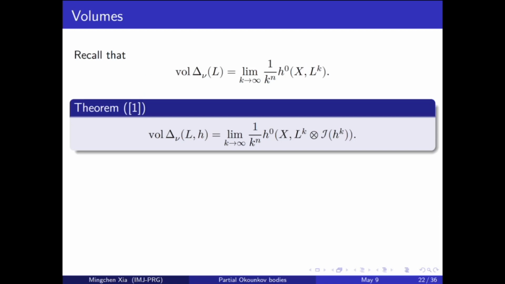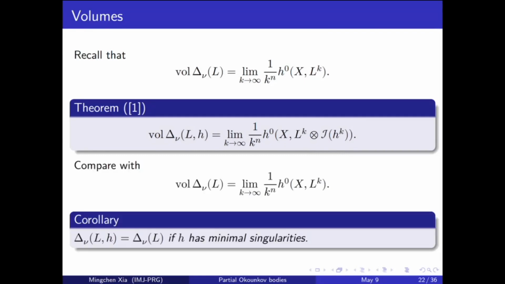What about the volumes? Recall that the volume of the Okounkov body is given by the volume of the line bundle, which by definition means asymptotically how many sections there are for L to the kth. We normalize it by k to the nth. And similarly, in the partial Okounkov body setting, we have a similar result. The volume of the partial Okounkov body is given by the asymptotic growth of the L2 sections of L. And again, this is a fairly non-trivial result.